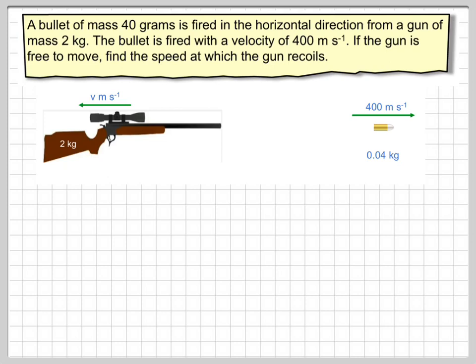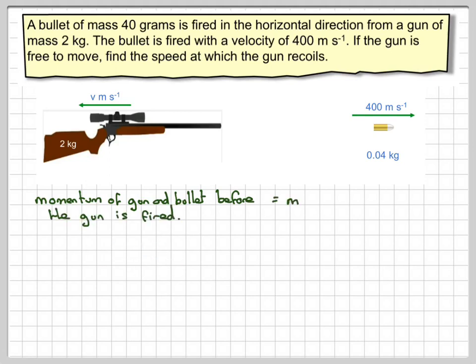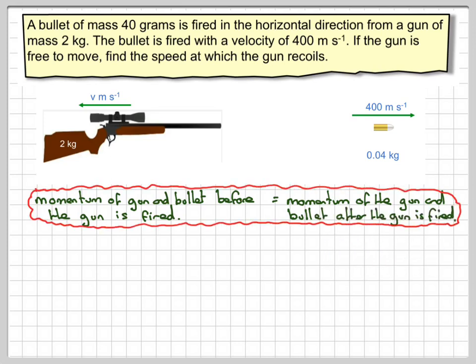So the momentum of the gun and the bullet before the gun is fired must be equal to the momentum of the gun and the bullet after the gun is fired, from the law of conservation of momentum. So the initial velocity of the gun is going to be 0 meters per second, and the initial velocity of the bullet will also be 0 meters per second.